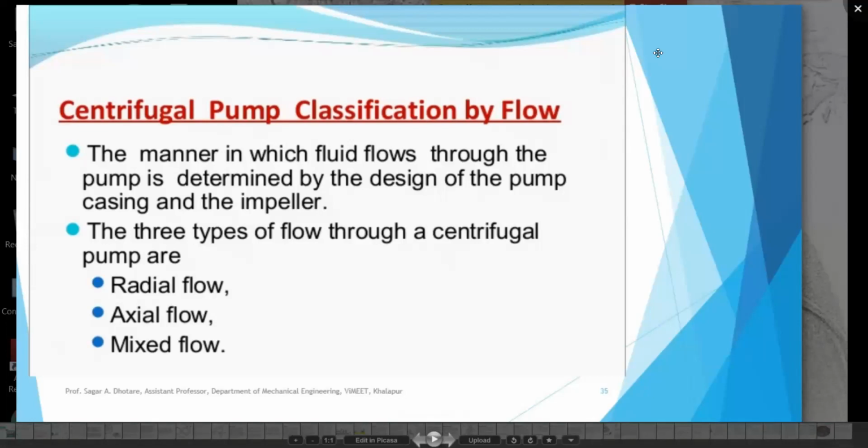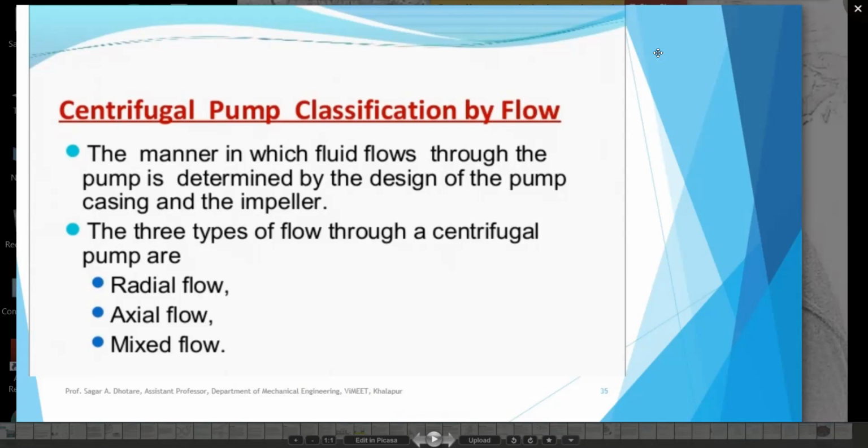So previously we were discussing the pump. We have seen the classification of pumps, then working, then some mechanical seals, etc. So today we will discuss some classification based on the flow direction, then what is NPSH, then how cavitation can occur, and what is the priming process.